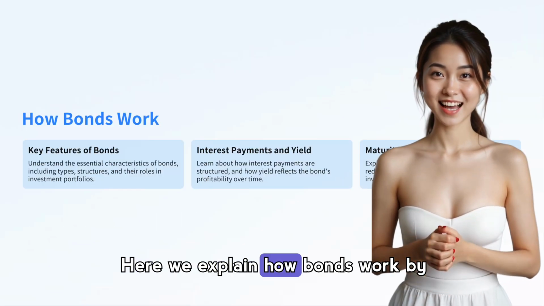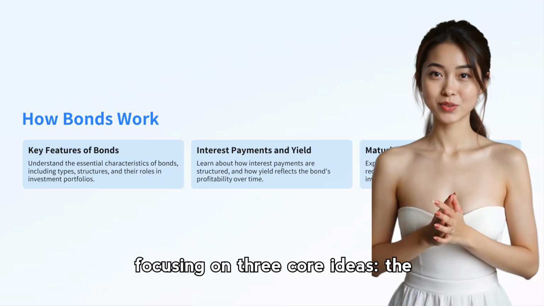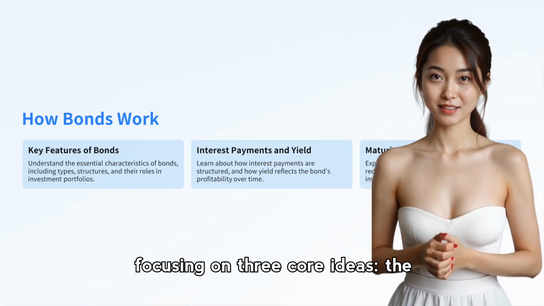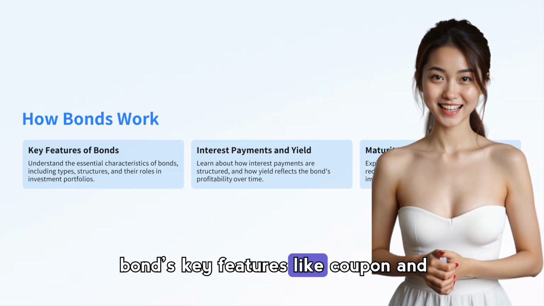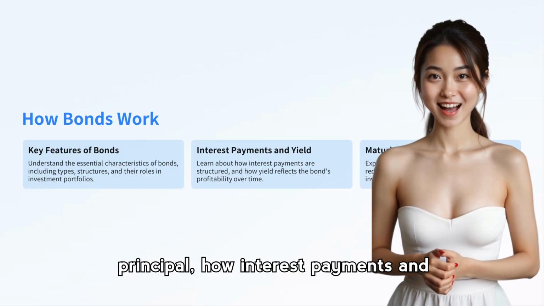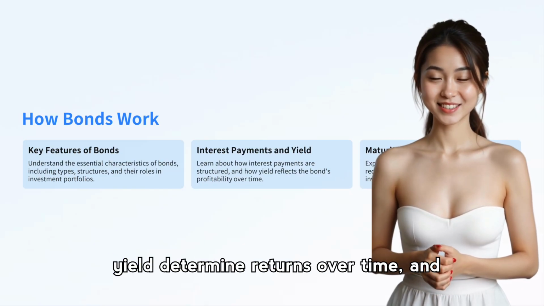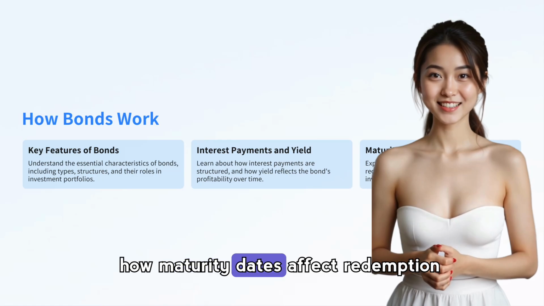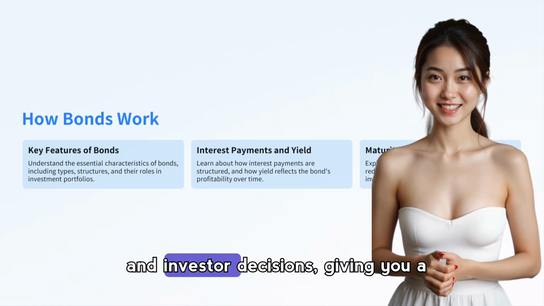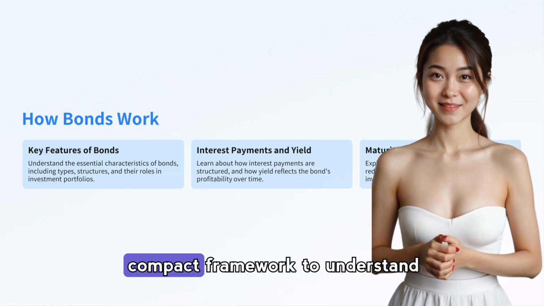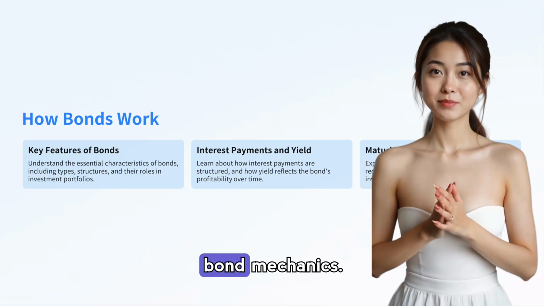Here we explain how bonds work by focusing on three core ideas: the bond's key features like coupon and principal, how interest payments and yield determine returns over time, and how maturity dates affect redemption and investor decisions, giving you a compact framework to understand bond mechanics.